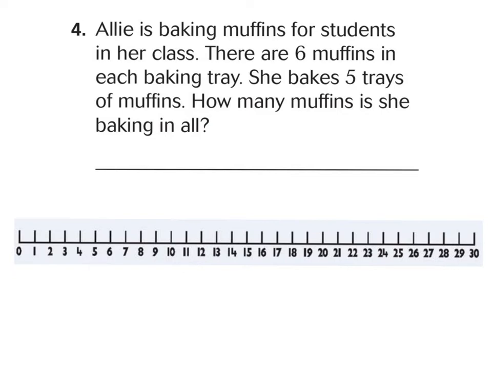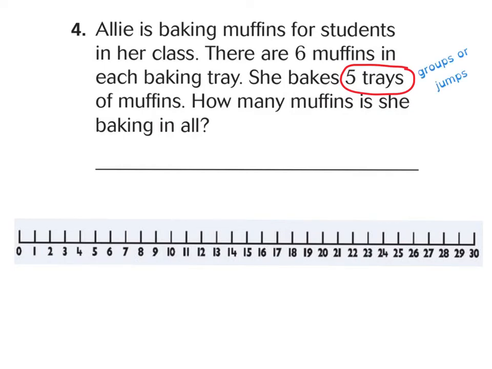Because our lesson is working on number lines, I am going to solve this problem using a number line. But we could actually use equal groups or skip counting to solve this problem as well. Let's begin by trying to find our groups. It says she bakes 5 trays of muffins. So our 5 trays are our groups. And remember, when we're using a number line, our groups is also our jumps.